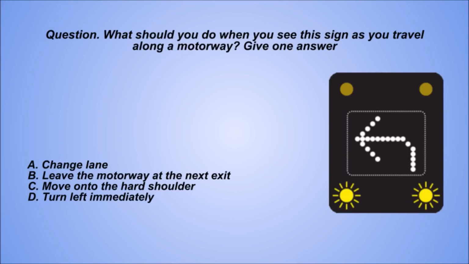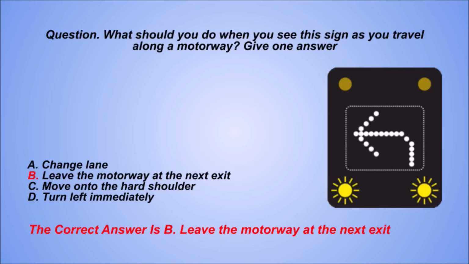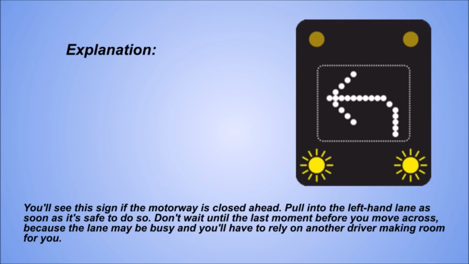Question: what should you do when you see the sign as you travel along a motorway? Give one answer. A. Change lane. B. Leave the motorway at the next exit. C. Move onto the hard shoulder. D. Turn left immediately. The correct answer is B. Leave the motorway at the next exit. Explanation: you'll see the sign if the motorway is closed ahead. Pull into the left-hand lane as soon as it's safe to do so. Don't wait until the last moment before you move across, because the lane may be busy and you'll have to rely on another driver making room for you.